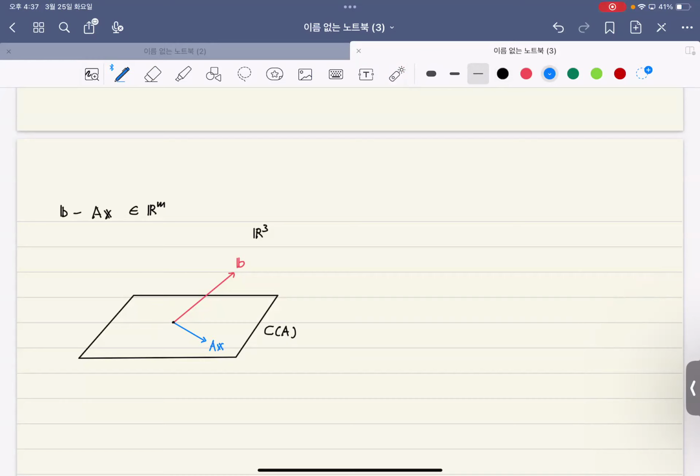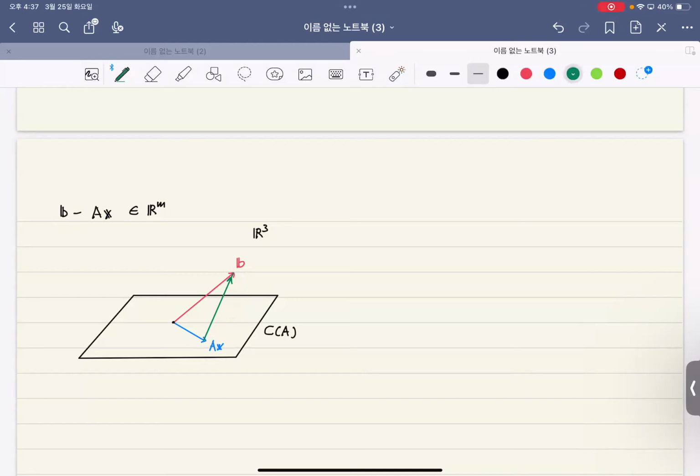A times x is here. So this green arrow represents B minus AX. Okay, right? Now, I want to minimize the length of this vector. When do you think the length of this guy minimizes? There's only one option. Starting from this point, you draw the foot all the way to the column space.